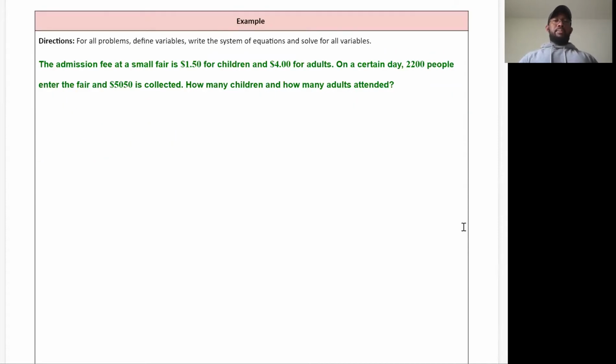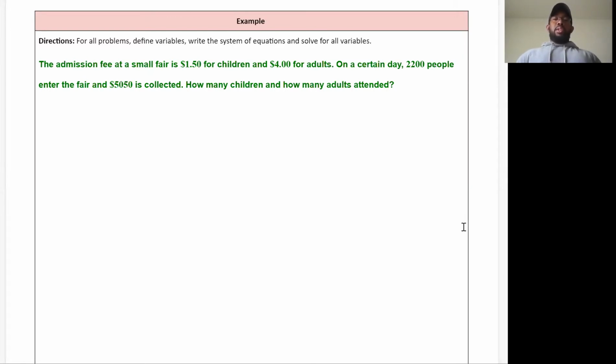At this time, let's quickly review an example. The admission fee at a small fair is $1.50 for children and $4 for adults. On a certain day, 2,200 people enter the fair and $5,050 is collected. How many children and how many adults attend? Your job is to figure out how many children and how many adults attended.